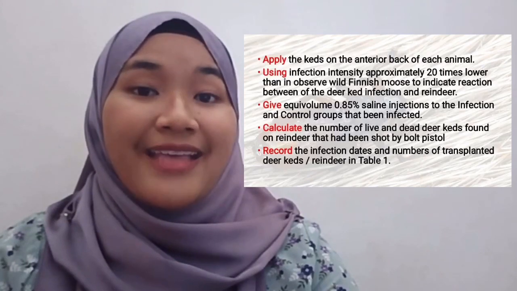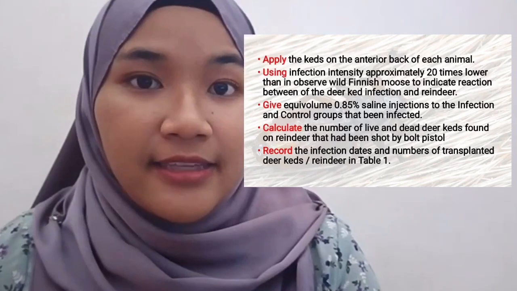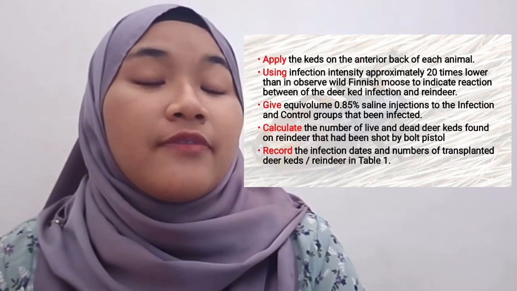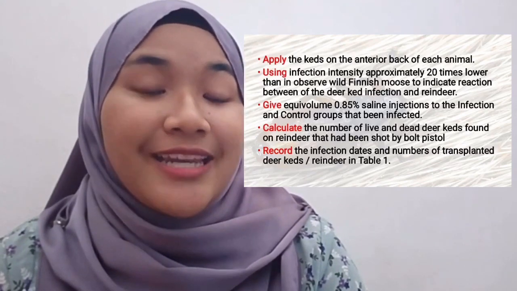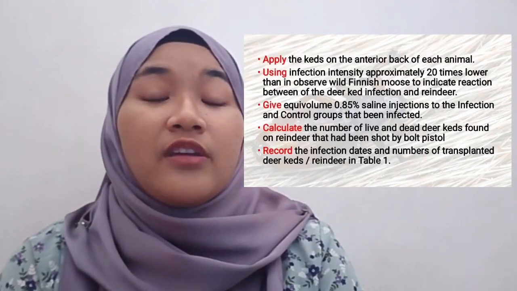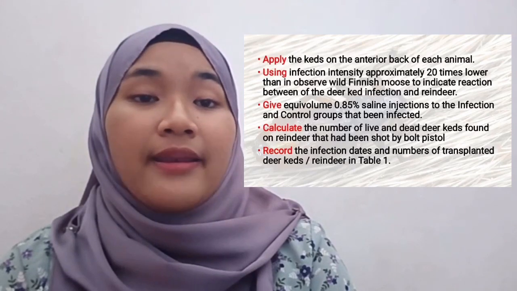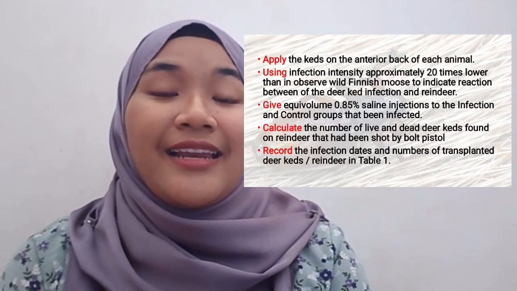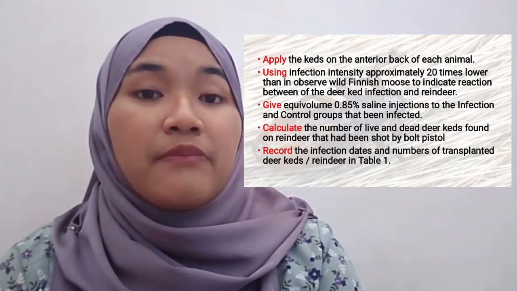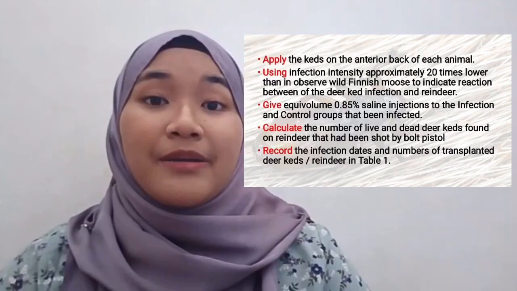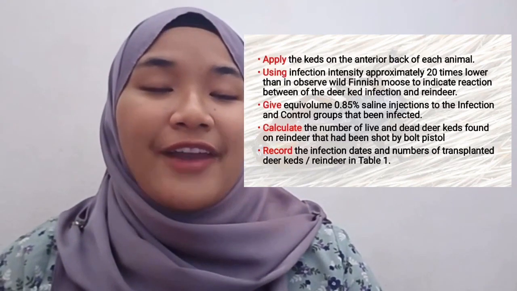Number 7. Apply the keds on the anterior back of each animal. Number 8. Use an infection intensity approximately 20 times lower than observed in wild-infested moose to indicate the interaction between deer ked infection and reindeer. Number 9. Give equivolume 0.85% saline injection to the infection and control groups that had been infected. Number 10. Calculate the number of live and dead keds that had been found in the reindeer that had been shot by the bolt pistol. Number 11. Record the infection dates and number of transplanted deer keds on reindeer in table 1.